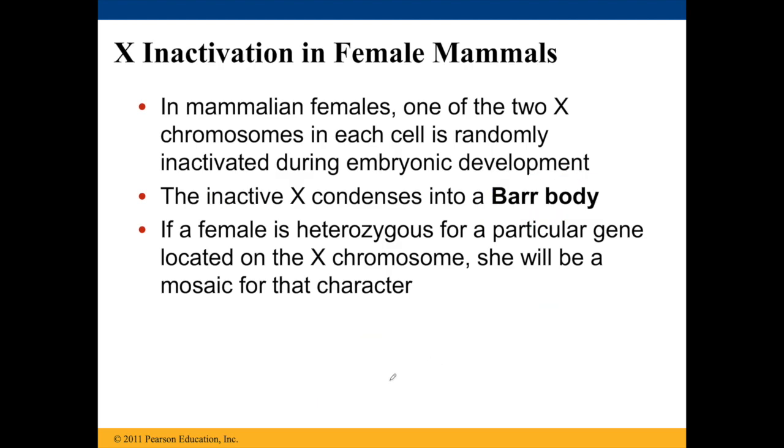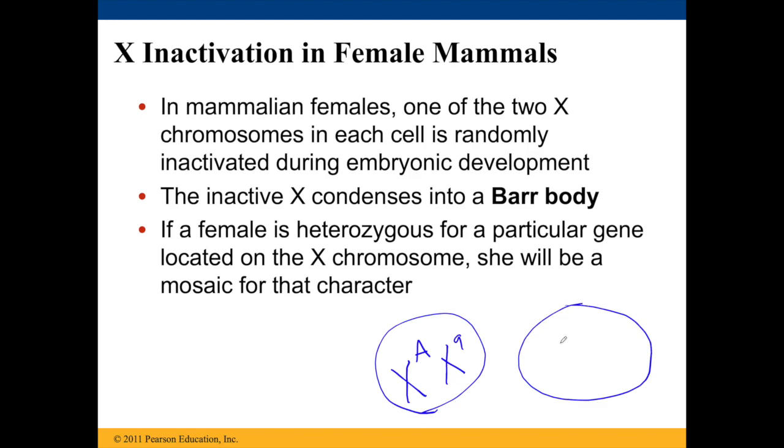Now that creates a unique situation in a biological female if she's heterozygous for some gene on the X chromosome. Because in every single one of her cells, she's going to be heterozygous for that gene on the X chromosome. But in every single cell, 1 of the 2 X chromosomes is going to be turned off, and it's completely random which one. So let's say in this cell, she turns off this X chromosome.